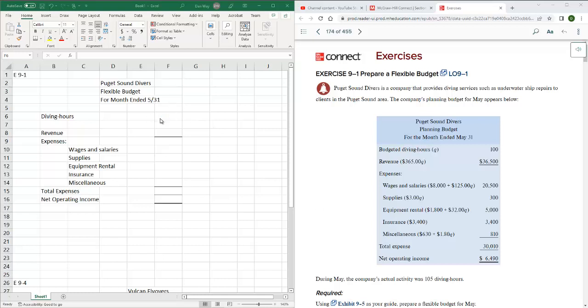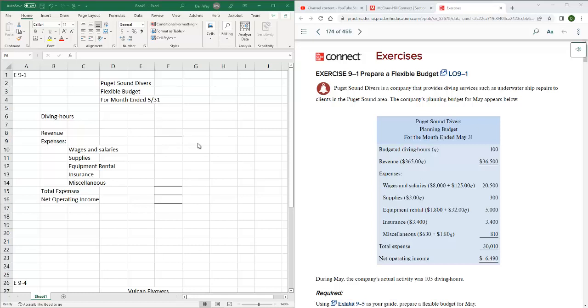So fundamentally, as you read about in Chapter 9, the flex budget takes that planning budget and flexes it, if you will, to account for differences in activity or volume when comparing what we actually did versus what we expected to do. In other words, we're trying to answer the question, what should revenue and expenses have been given what our actual activity level was?